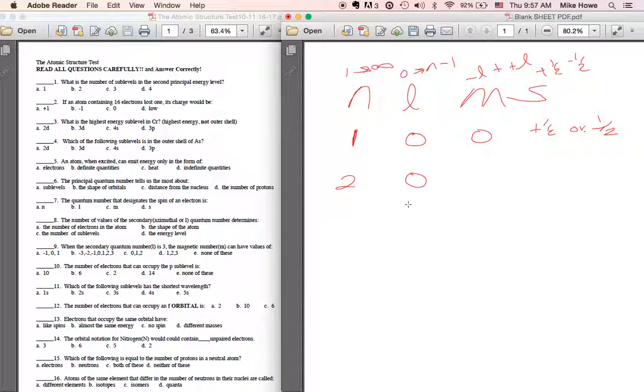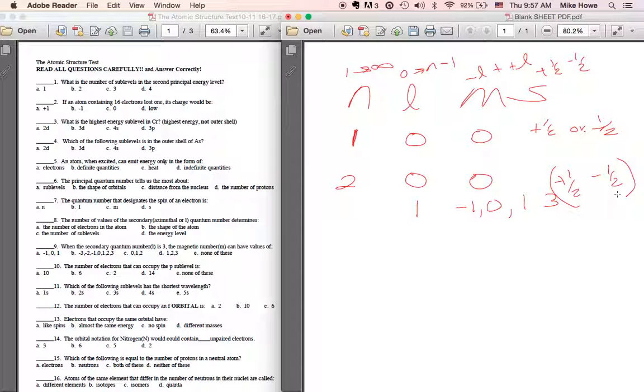Now in the second energy level, L can have two different values, 0 and 1. So M would have to equal 0 for L equals 0, but if L equals 1, then M could be negative 1, 0, or 1. So there would be three values of M, which is why there are three orbitals in the L equals 1 sublevel. And then your positive 1/2 and negative 1/2 would be multiplied by 3 because there'd be three orbitals.